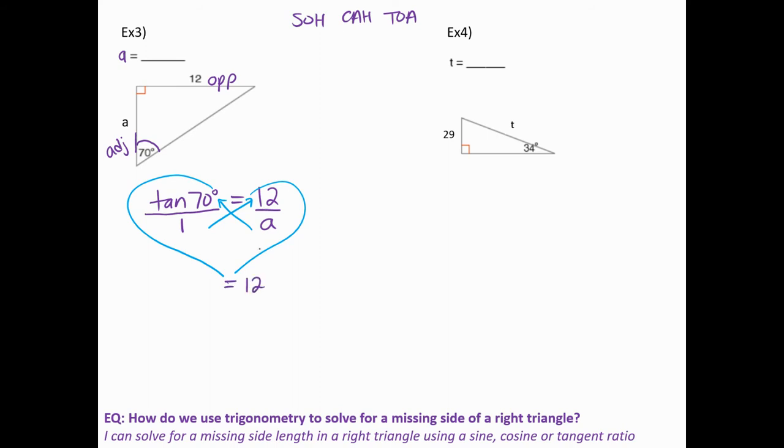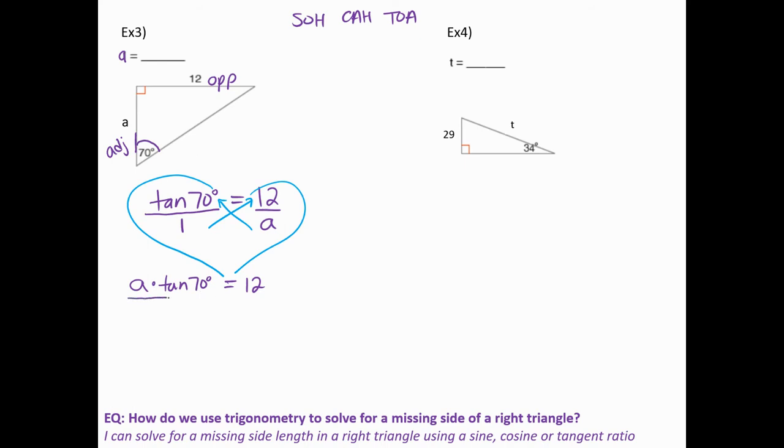And then when I do this, this time I get 1 times 12, and bring it down, is 12. A times tangent, remember it's not A times 70, it's A times tangent. So I'm going to do A times tangent 70. Okay, so this time I have to do a little bit more solving. I want to get A by itself. This is A times tangent 70.